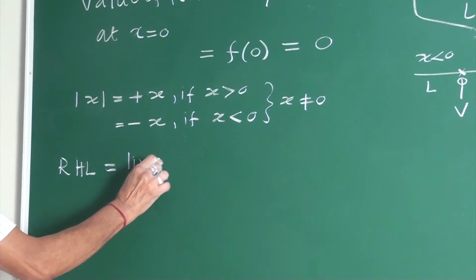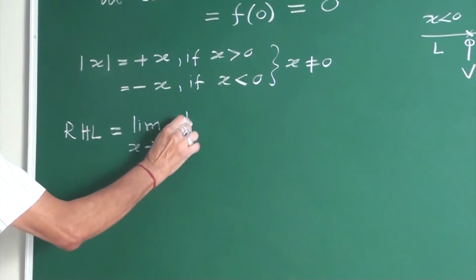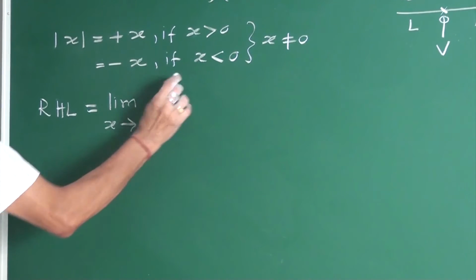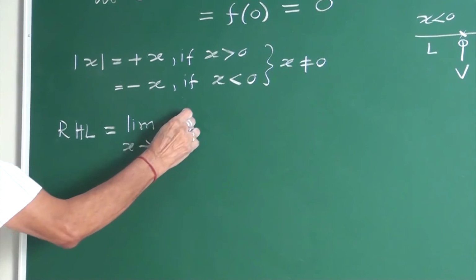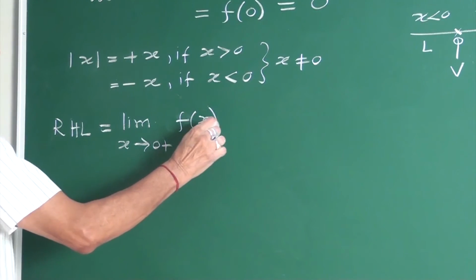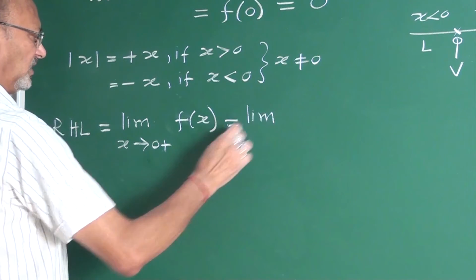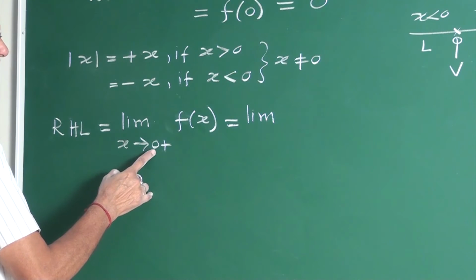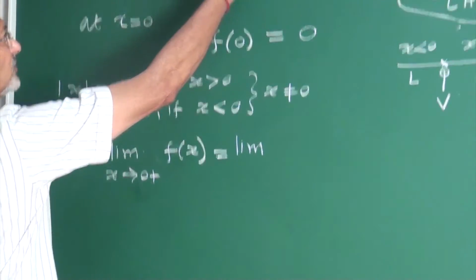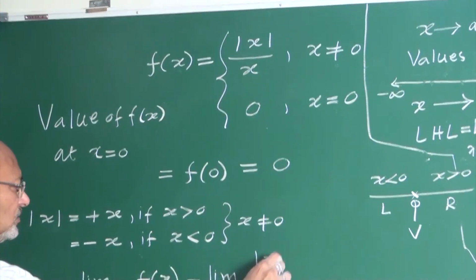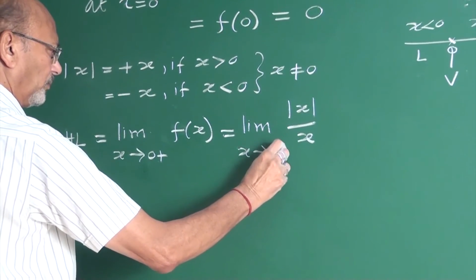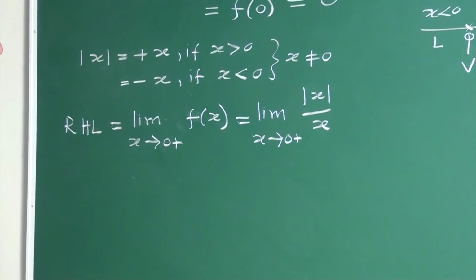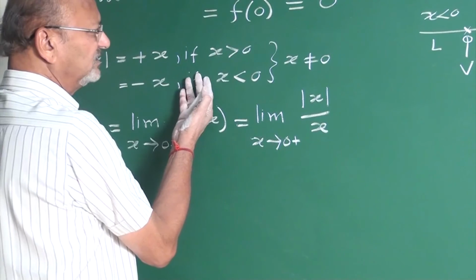This is the limit as x tends to 0 plus of f(x). RHL means the value is greater than 0. When x is not equal to 0, plus means it is more than 0, not equal to 0. When x is not equal to 0, what is your f(x)? It is mod x upon x. This is mod x upon x as x tends to 0 plus. Even you can use this directly.